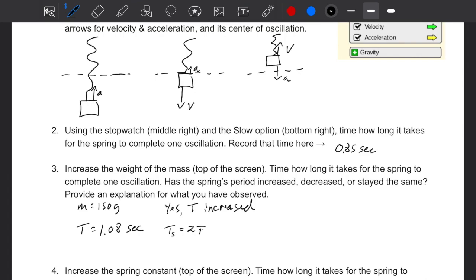And then it says, provide an explanation. Well, my explanation is going to be based on the formula. 2π times the square root of m over k is the period of a spring. So if you increase the mass, you're going to increase the period.